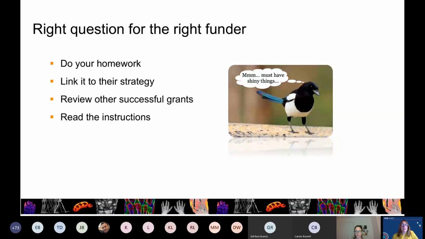So importantly, you must do your homework. There's no point, and you often see people write a grant and they put in the same grant for different funders, and I will guarantee you it will not work, because they each have slightly different language, but importantly slightly different strategies. And that's why they're not replicating one another's remit. So do your homework, look at other successful grants and read the instructions.